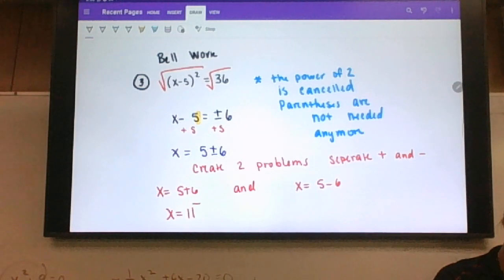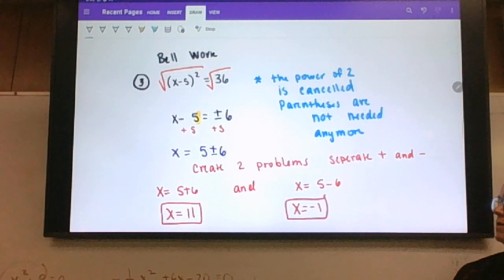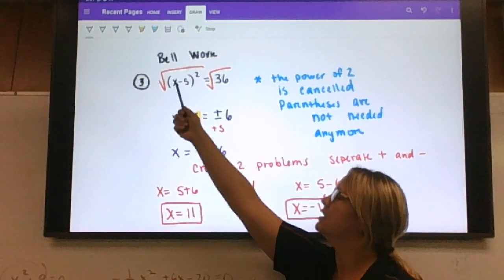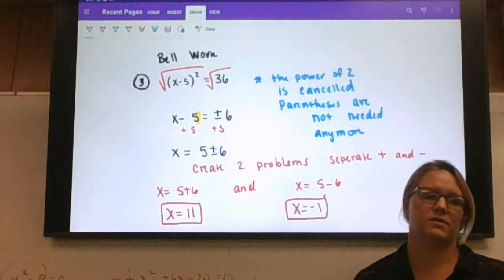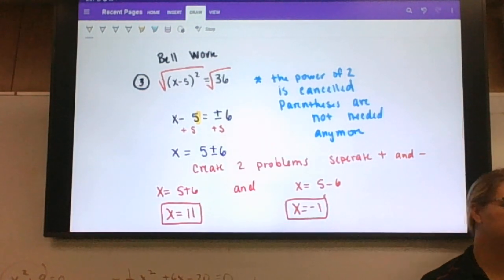So x is 11 and x is negative 1. So 2 very different answers. And we could now plug these numbers in here, and the left side would equal the right side if you wanted to go back and check.